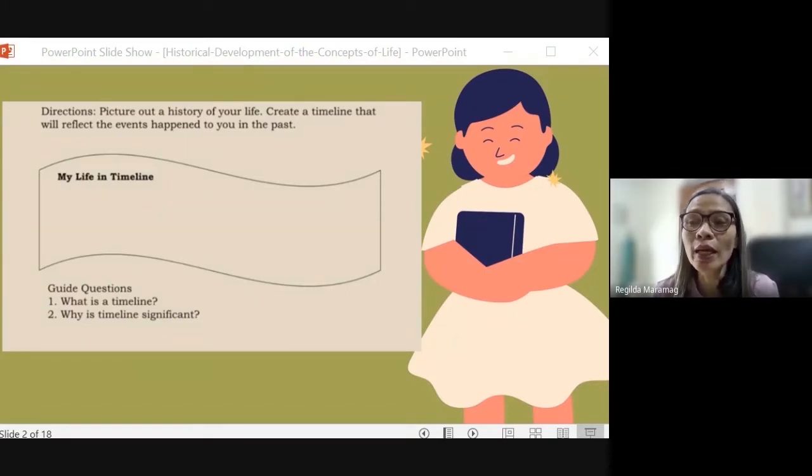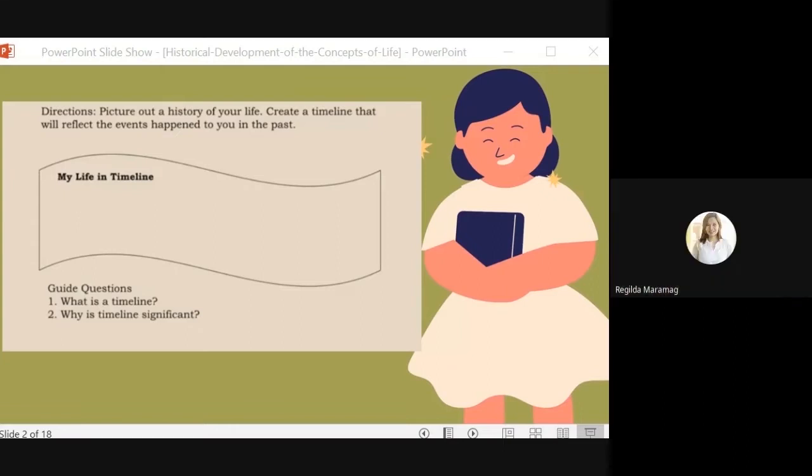And while doing the activity, try to answer the following guide questions. What is a timeline, and why is creating a timeline significant? Okay? Start doing your timeline, grade 12. Are you done? Yes, ma'am.